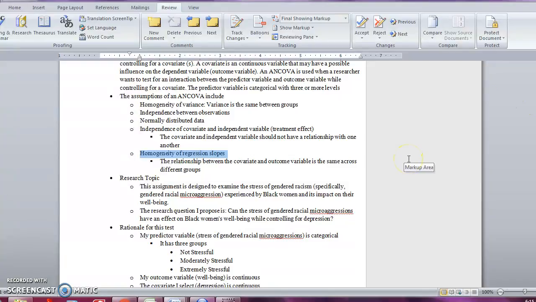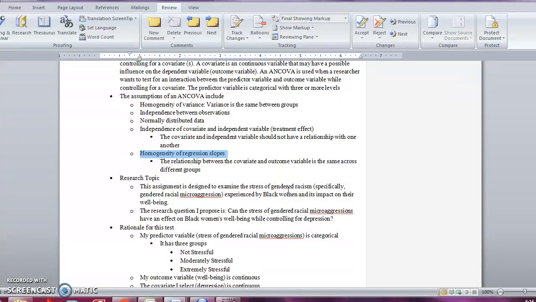Now, what am I going to be doing with an ANCOVA? The research topic I propose is examining the stress of gendered racial microaggressions, overall gendered racism experienced by Black women, and the possible impact that it has on their well-being. So the question I'm proposing is, can the stress of gendered racial microaggressions impact Black women's well-being while controlling for depression?